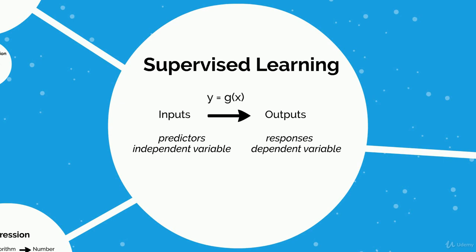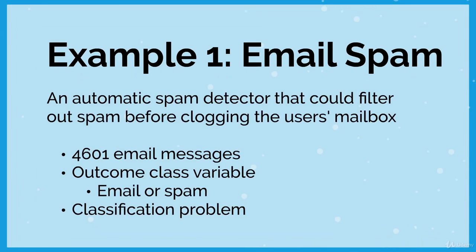So let's take a look at what that would look like. Example 1, we have email spam. In this scenario, this was a real problem that was solved with machine learning. An automatic spam detector was developed that could filter out spam before clogging the user's mailbox. To do this, they had a data set of 4,601 email messages, and they classified them into either email or spam. So the outcome class here is just two classes. It's either a genuine email or it's a spam email. And because our output is a class, this is, again, a classification problem.